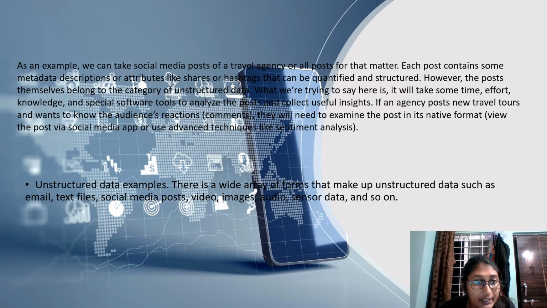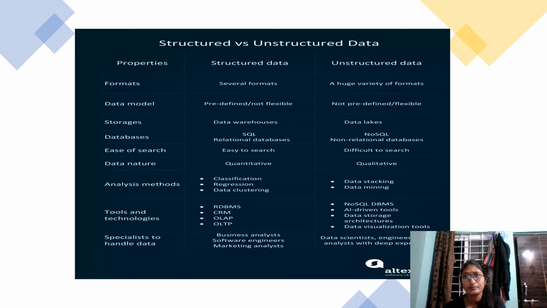As an example, we take the social media posts of a travel agency. Each post contains some metadata, like description, attributes such as shares or hashtags, that can be qualified and structured. However, the posts themselves belong to the category of unstructured data. Unstructured data comes in a wide array of forms, such as mail, text files, social media posts, videos, images, audio, sensor data, and so on.